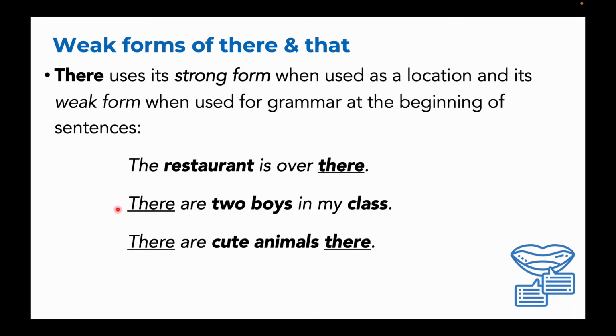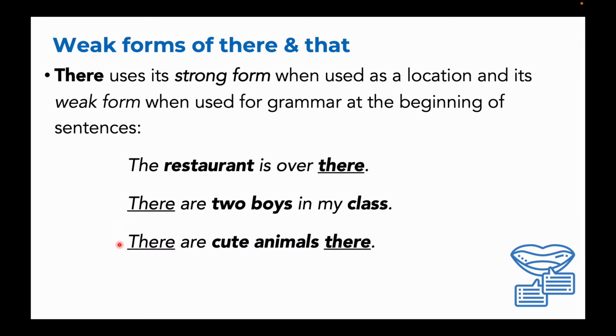In the second sentence, there are 2 boys in my class. Here, there are is just needed for grammar, and so this is not here and there. The words that are stressed, 2 boys in my class, these have the full vowel sounds, but there are has a very weak sound, and so we'll be using the schwa sound for the vowels.